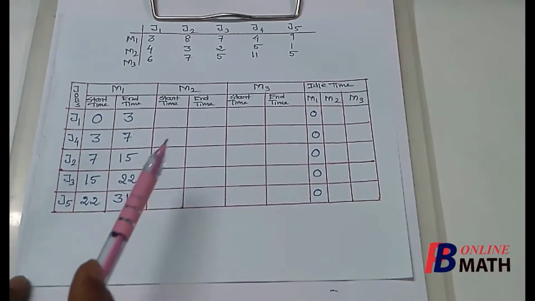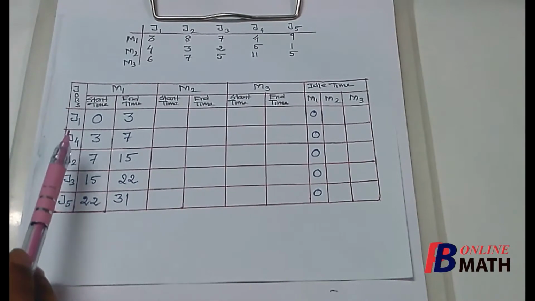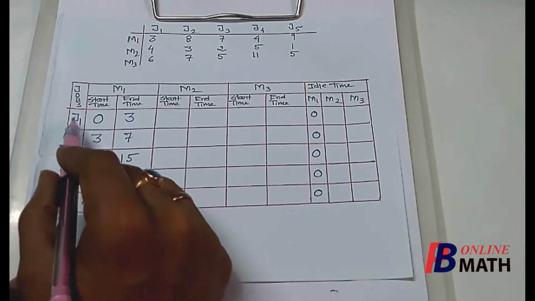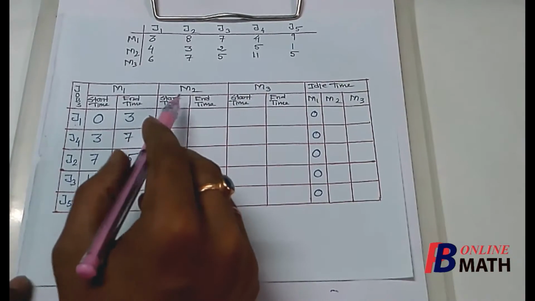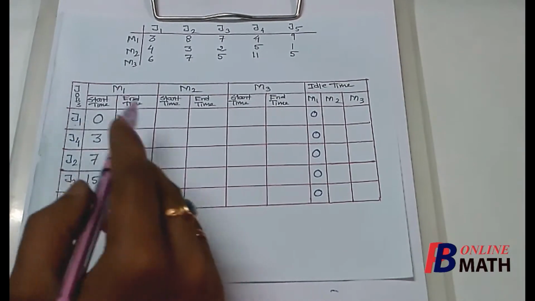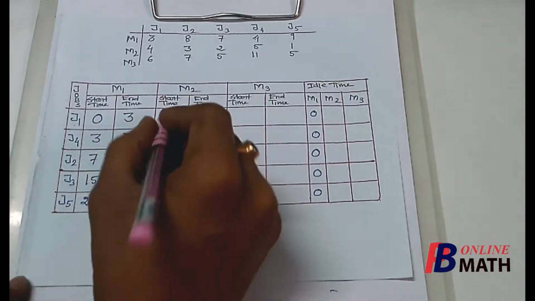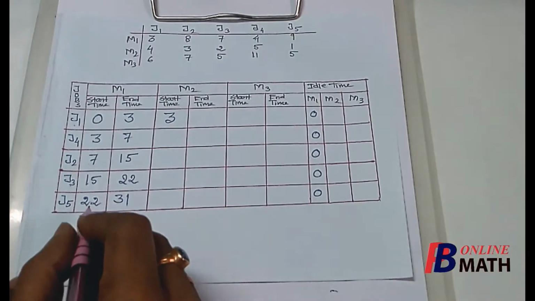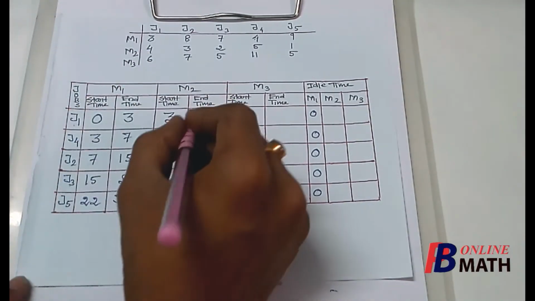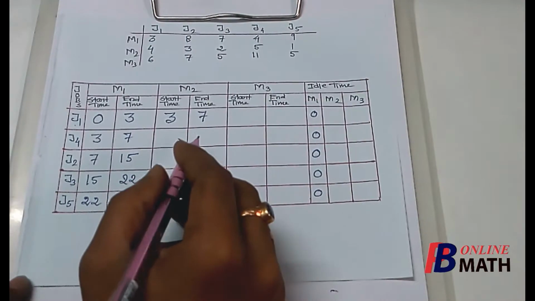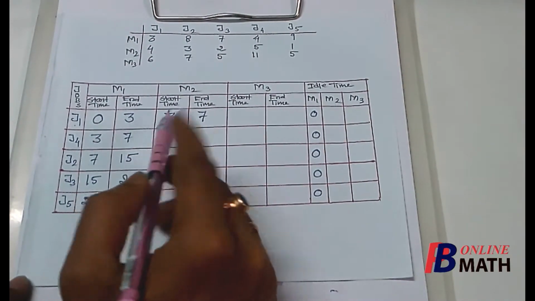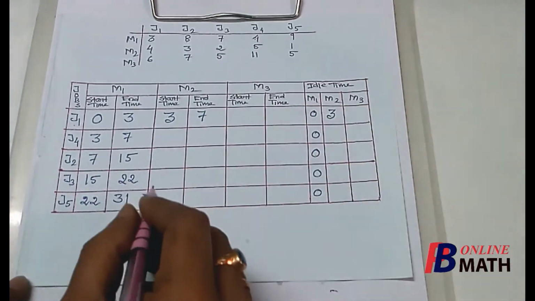Next we find the start time and end time for the jobs in machine M2. Job J1 is available to be processed on machine M2 only after it is finished processing on machine M1. So it is available to M2 only after 3 units of time. It takes 4 units of time, so the end time will be 3 plus 4 equal to 7. Initially the machine M2 remains idle for 3 units of time. So this is the idle time 3.